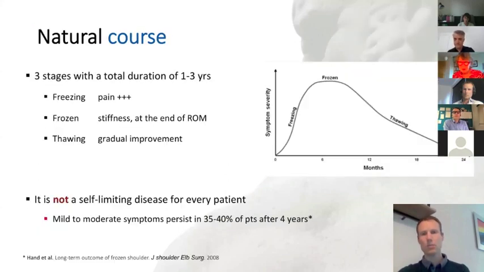We've all learned in textbooks that a frozen shoulder has 3 different stages: freezing, frozen, and thawing. But for an individual patient, it's quite frustrating that we don't have prognostic factors to predict the natural course of the disease in his or her case. And it's also important to remember that it's not a self-limiting disease for every patient. About 1/3 of our patients will have residual symptoms at long term.